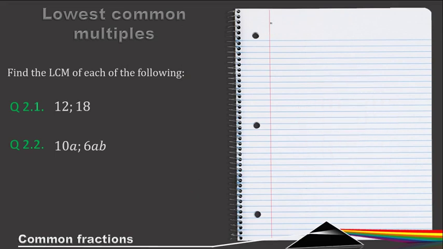So for question 2.1, I have 12 and 18. I need to find the lowest common multiple. So for the first one, I'm going to use the ladder method to write 12 as a product of prime factors. So 2 can go into 12 6 times, 2 can go into 6 3 times, 3 can go into 3 1 time. So this is then going to be 2 times 2 times 3.